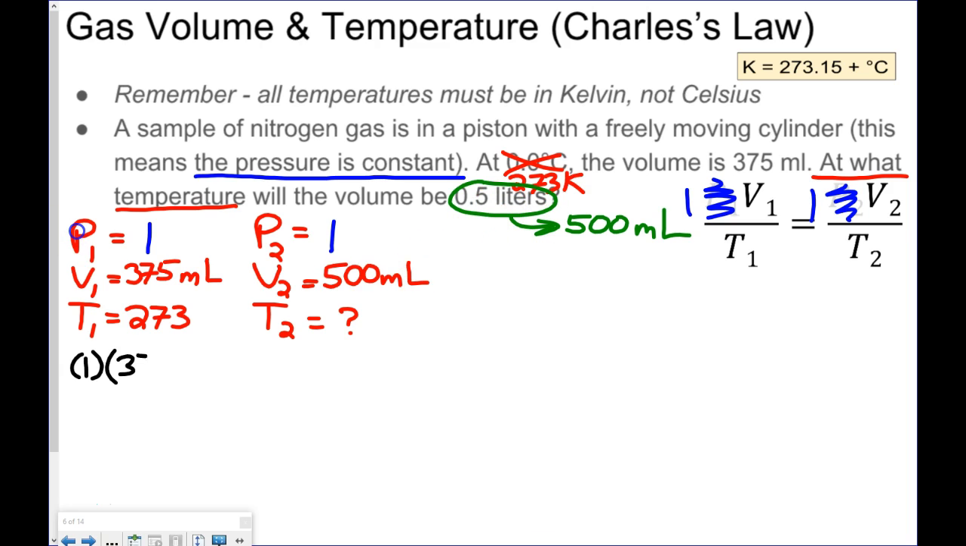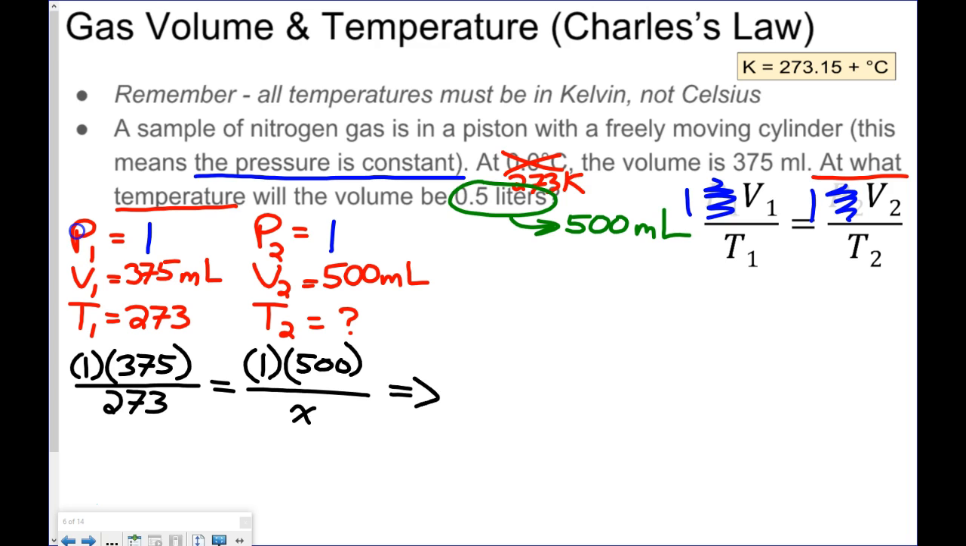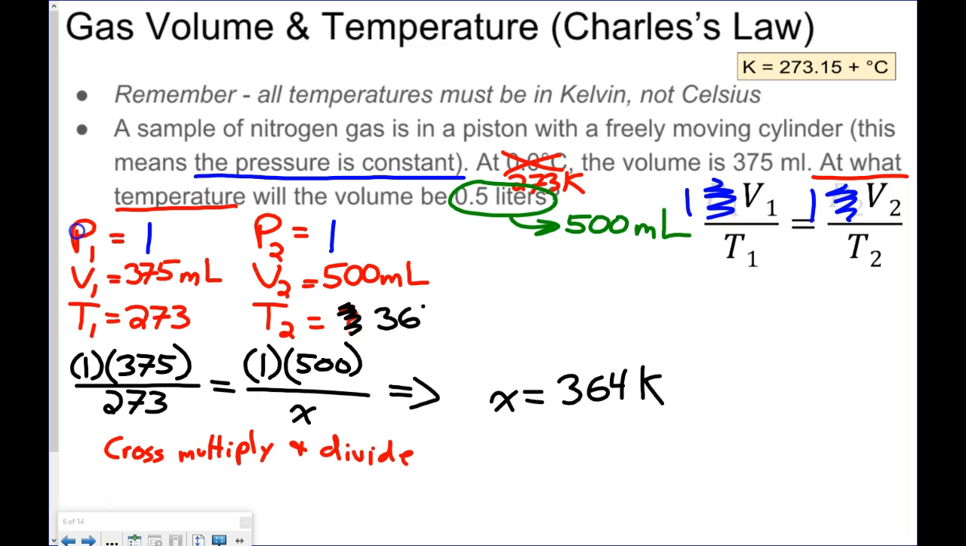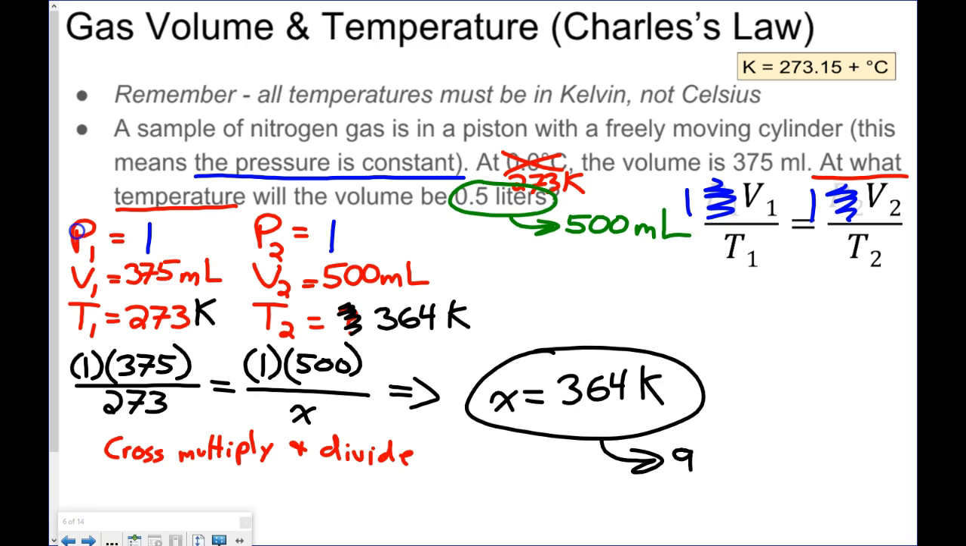Now I can set that into my combined gas law. Fill in the different numbers, cross multiply and divide, solving for x. In this case, x is going to equal 364 Kelvin. So that temperature went up drastically as a result of the change. That works out to be 91 Celsius, almost the boiling point of water.